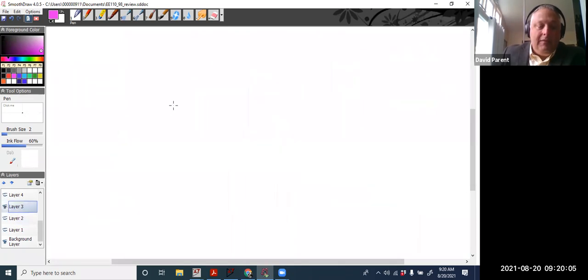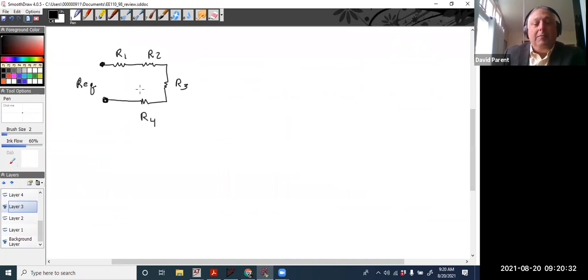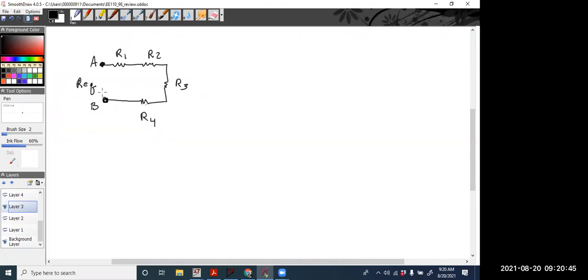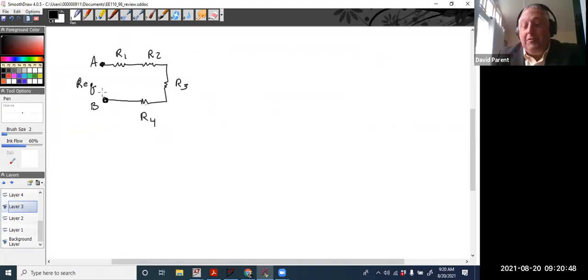Now, let's take a step back. Can anybody tell me what the equivalent resistance is of this network from A to B? Meaning I'm putting my ohm meter and connecting it between here and here. Would it just be the sum of all the resistors? Yeah, that's a great way to put it too. I would have said it's R1 plus R2, R3, R4.